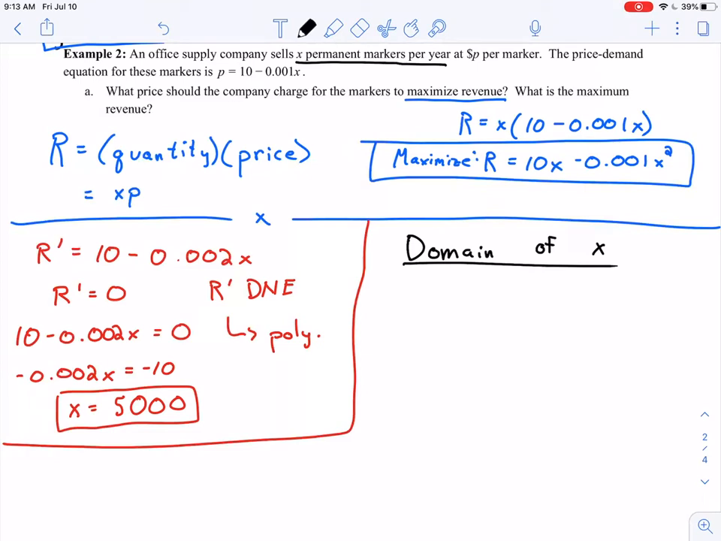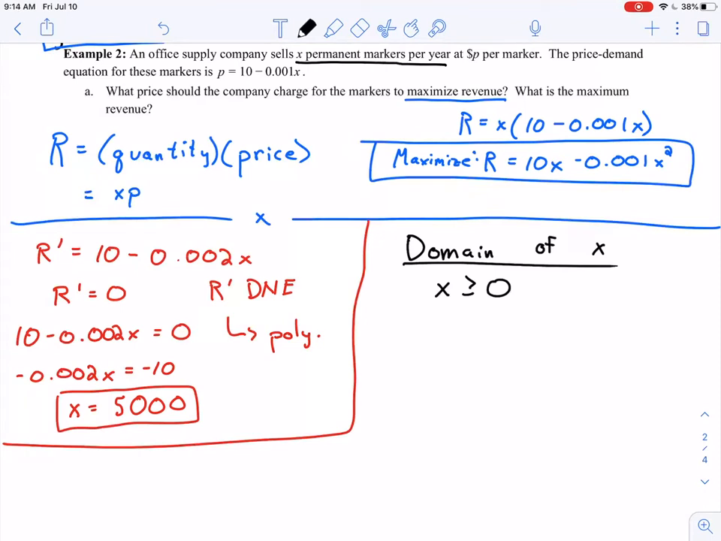So it wouldn't really make sense for me to have a negative X value. That would mean that rather than making permanent markers, I guess I'm actively destroying them or something like that. So one part of my domain is that X can't be negative. The way I would say that is X must be greater than or equal to 0. So it's saying X can be positive, so that would be good. That means I'm selling things, or 0, in which case I just didn't sell any permanent markers. So, okay, that's part of my domain. X is greater than or equal to 0.